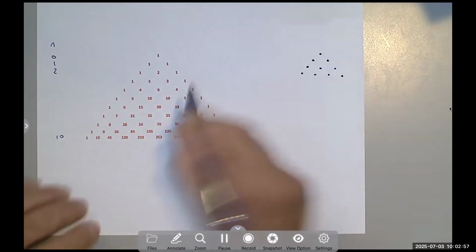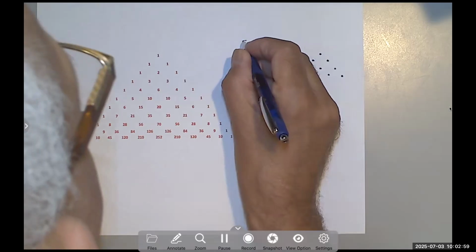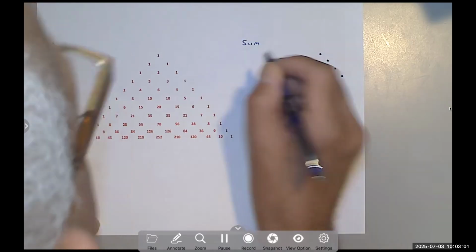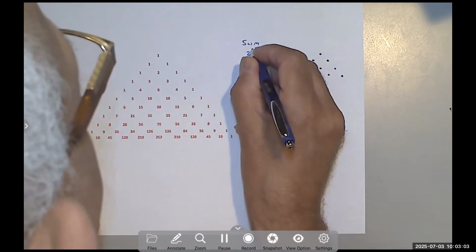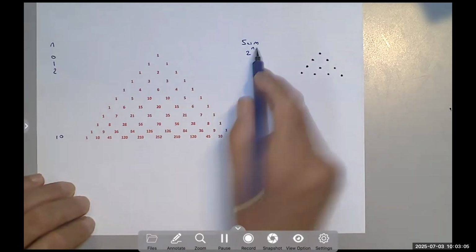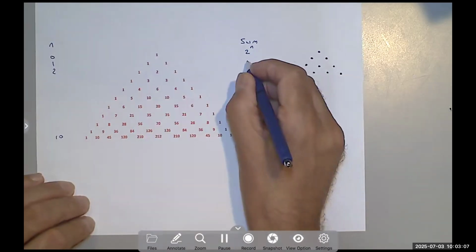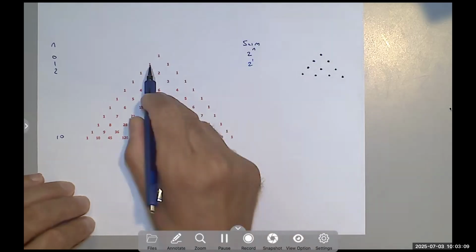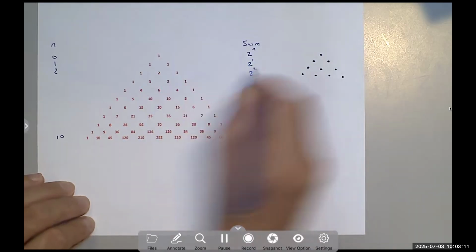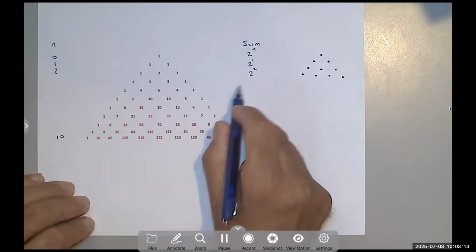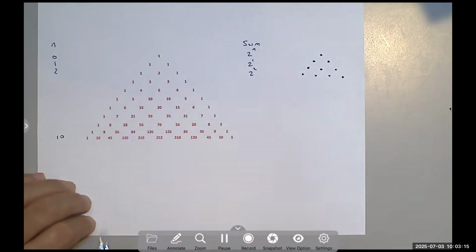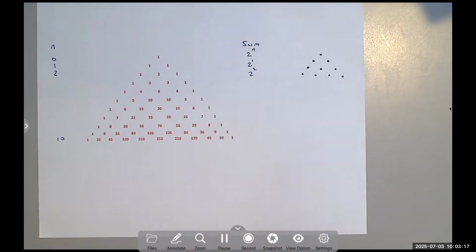Also, the sum of every row is 2 to the power of n. 2 to the 0 is 1. 2 to the first power is 2. 2 squared is 4. 2 cubed is 8, and so on and so forth. So that becomes very helpful with the binomial distribution in statistics or in probability, so to speak.